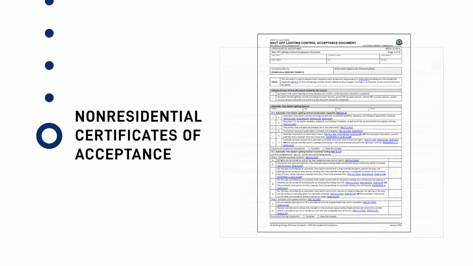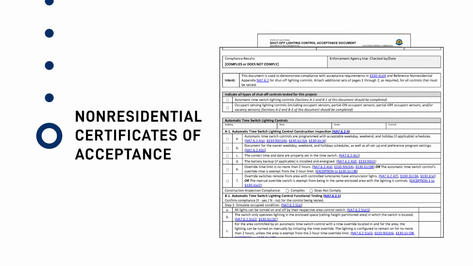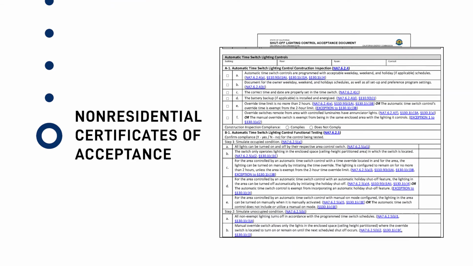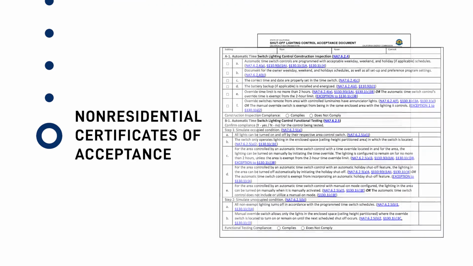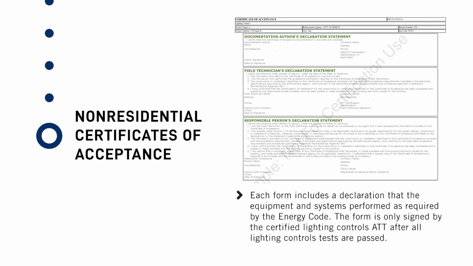After testing is completed by the ATT, the results are recorded on the applicable NRCA by the documentation author. For some projects, the Lighting Controls ATT may fill out these forms. There are 5 different Lighting Controls NRCAs that cover the 7 technology types we just listed. In addition to the test results, each form includes a declaration that the equipment and systems performed as required by the Energy Code. Therefore, the form is only signed by the Certified Lighting Controls ATT after all lighting controls tests are passed.